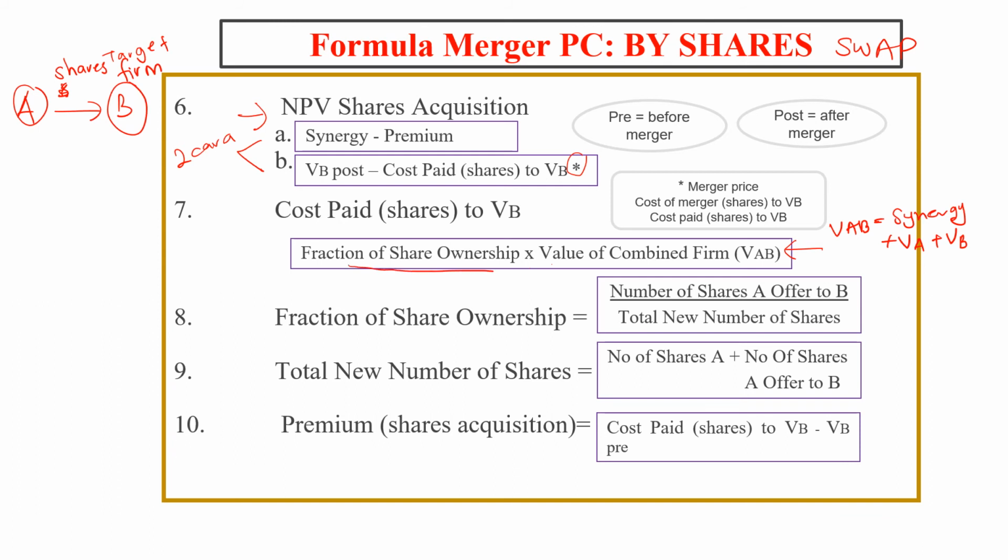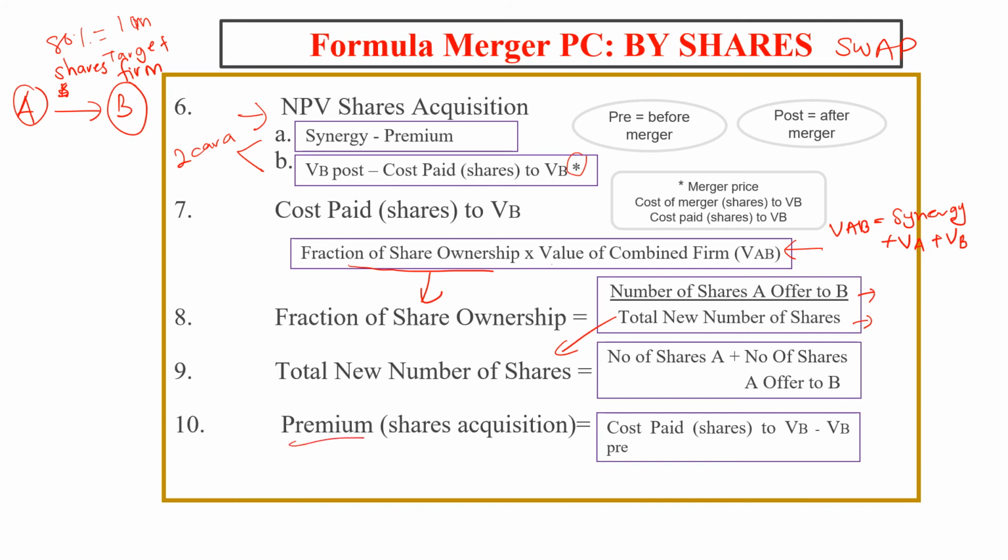So how do we calculate the fraction of share ownership? By doing this formula: number of shares A offered to B, and then divide by the total number of shares. So you will get the fraction of share ownership. And the total new number of shares, how to get this amount: number of shares A plus number of shares A offered to B. For example, A says it offers 80% shares to B. So number of shares is more about how many units. So for example, if this 80% stands for 1 million units, then add the 1 million units, and then you divide by the number of shares A offered to B.